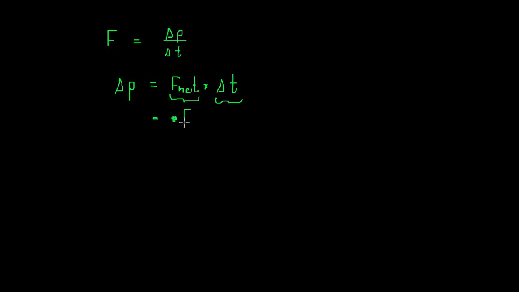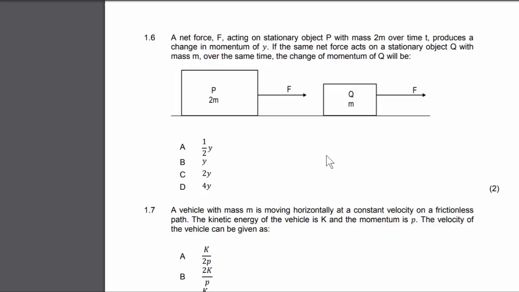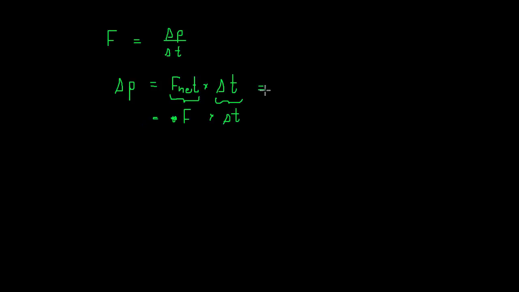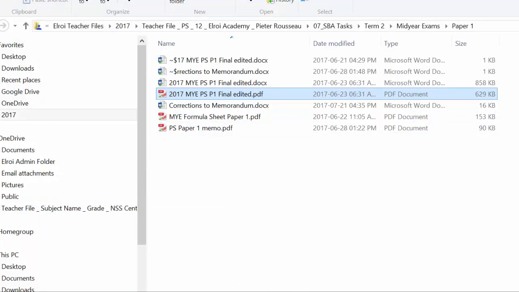constant, F, and the time over which it is applied is constant, so a net force F. Now, the same net force acts on a stationary object Q with mass m over the same time. The change in the momentum of Q will be y. You see, it's the same. It's the same values. If this produces y, it's the same values being applied again. It will simply still produce y. Okay, sorry about that.